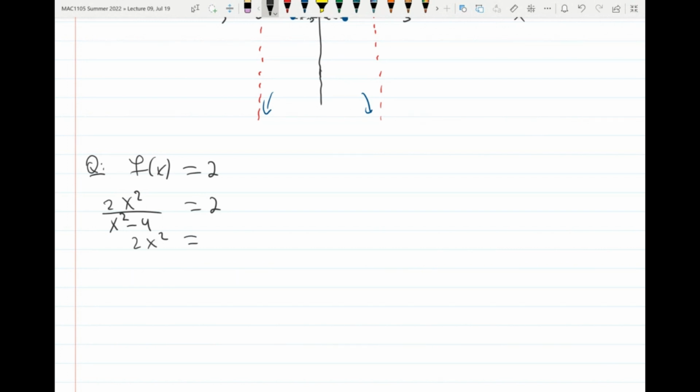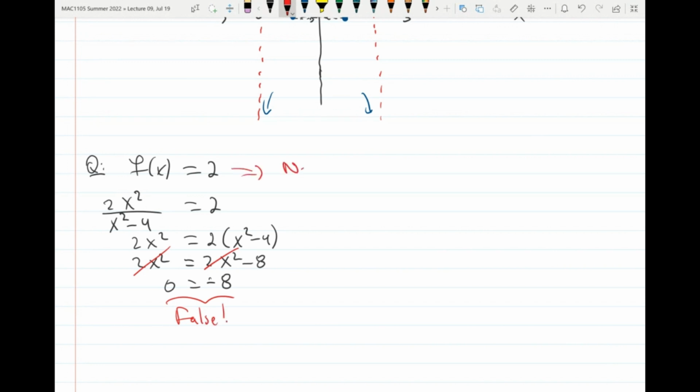Well, let's see. This means that 2x squared is going to be equal to 2 times x squared minus 4. 2x squared is 2x squared minus 8. This guy cancels out, and then we get the statement 0 equals negative 8. What is this telling us? What does this mean? So this is false. So what can we say about this? It has no solution, which means that we're not going to cross. Okay? So f will not cross the line y equals 2. So now you know that it either will stay above or below, but it's never crossing.